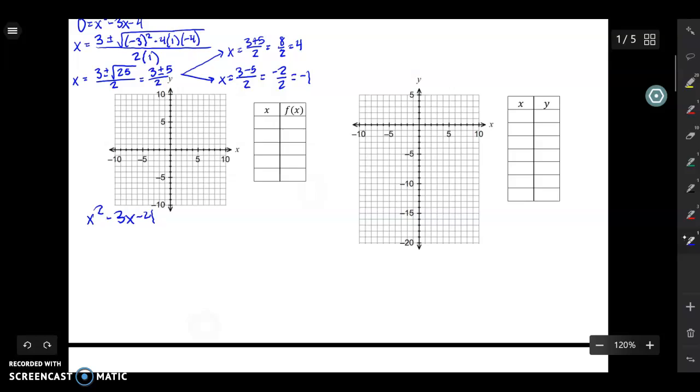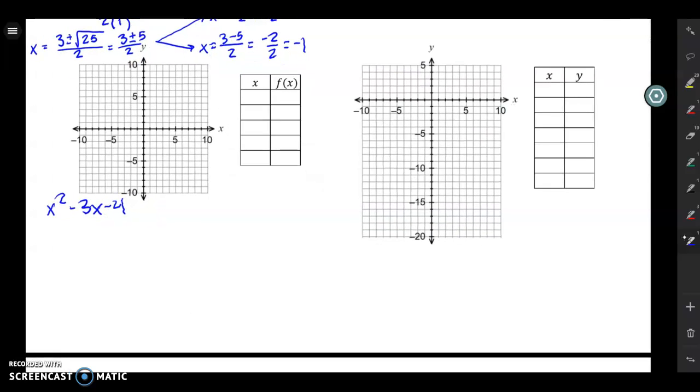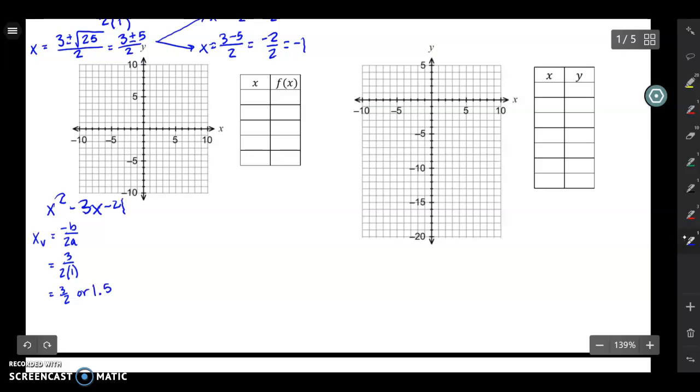So if you remember, when I have an equation in standard form like this, the way that I find the vertex is I find the x value of the vertex first. And I do that by doing -b over 2 times a, which in this case is going to be 3 over 2 times 1. So the x value of my vertex is 3/2 or 1.5. You can think about that either way. Now I need to find the y value of my vertex. So what I'm going to do is I'm going to plug in the x value of my vertex to my equation.